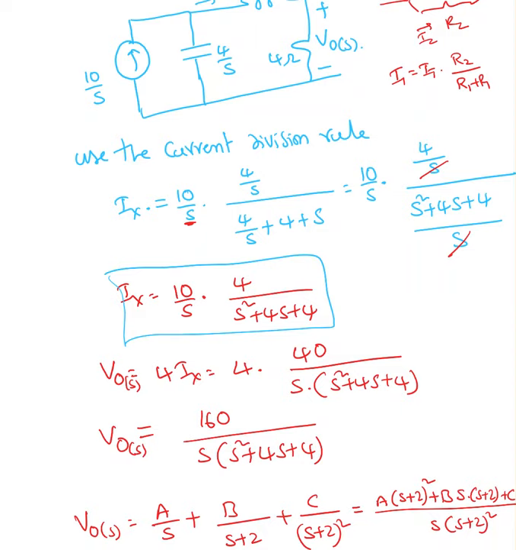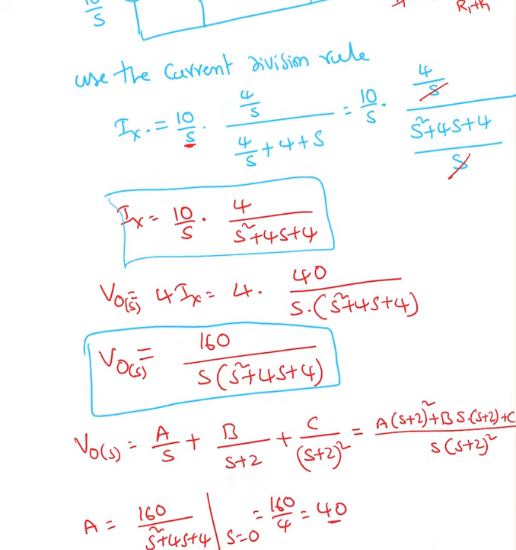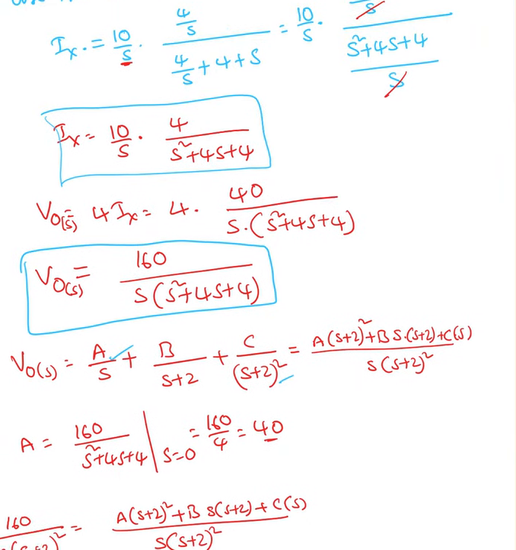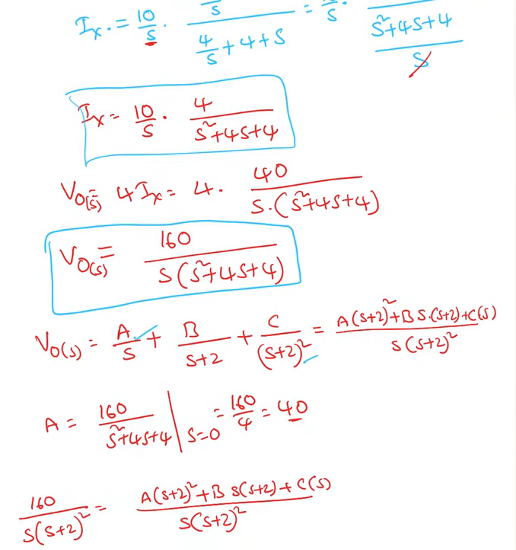So I used that. V naught of S, I end up with 160 over S times S square plus 4S plus 4. Now we found the V naught of S in S domain. We need to convert that into time domain. So by using partial fractions, here I have repeated poles, S square plus 4S plus 4. So it's going to be A over S plus B over S plus 2 plus C over S plus 2 whole square.